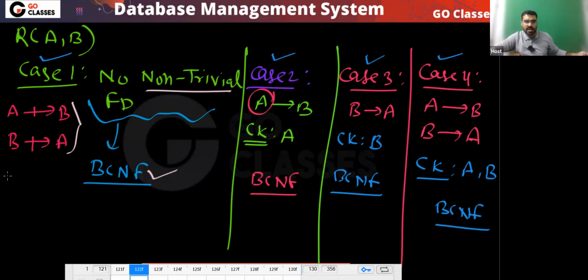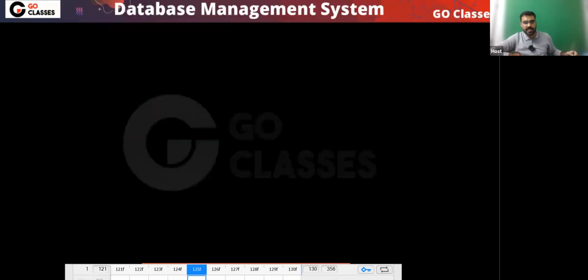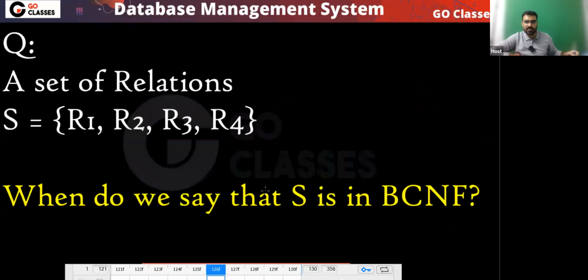There are 4 cases, and in all of them the relation must be in BCNF. So if your relation has only two attributes, then it will definitely be in BCNF, because only 4 cases are possible, and in each case your relation is in BCNF.